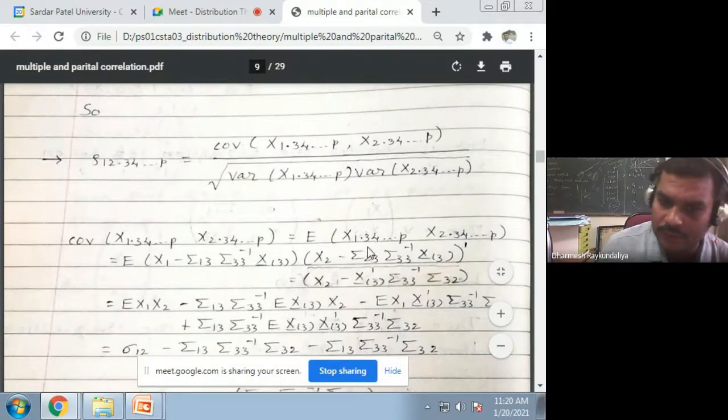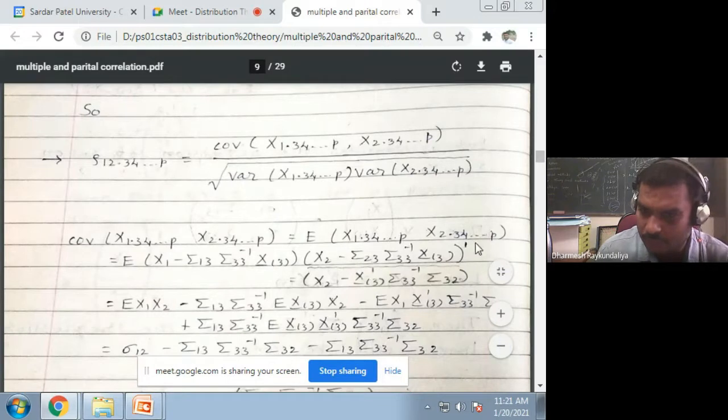So you have only the expectation of x1.34p times x2.34p. Now what is x1.34p? We know it is x1 minus sigma 1,3 sigma 3,3 inverse x3, and x2.34p is nothing but x2 minus sigma 2,3 sigma 3,3 inverse x3. Now we simply take this transpose. What happens? This x2 comes outside as it is. This x3 transpose I can write, and sigma 3,3 inverse, because it is symmetric, stays as it is, and this goes to this side, so sigma 2,3 transpose is sigma 3,2.